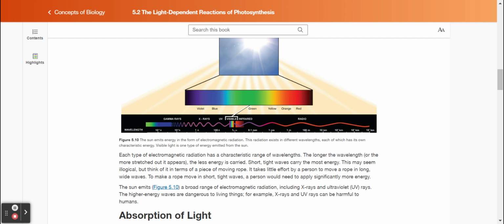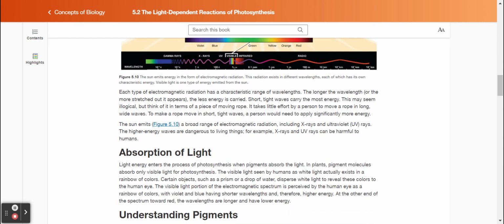The sun emits a broad range of electromagnetic radiation, including X-rays and ultraviolet or UV rays. The higher energy waves are dangerous to living things. For example, X-rays and UV rays can be harmful to humans.